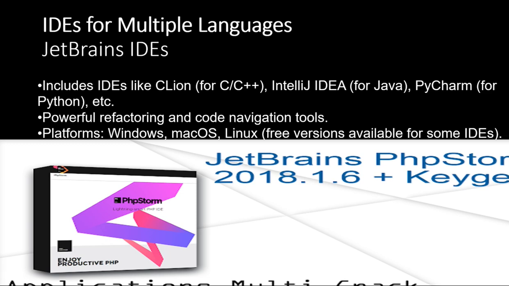So here is a JetBrains IDE. It includes IDEs like CLion for C and C++, IntelliJ IDEA for Java, and PyCharm for Python, and it has very powerful refactoring and code navigation tools. Its platforms are Windows, Mac OS, and Linux, and a free version is available for this IDE.